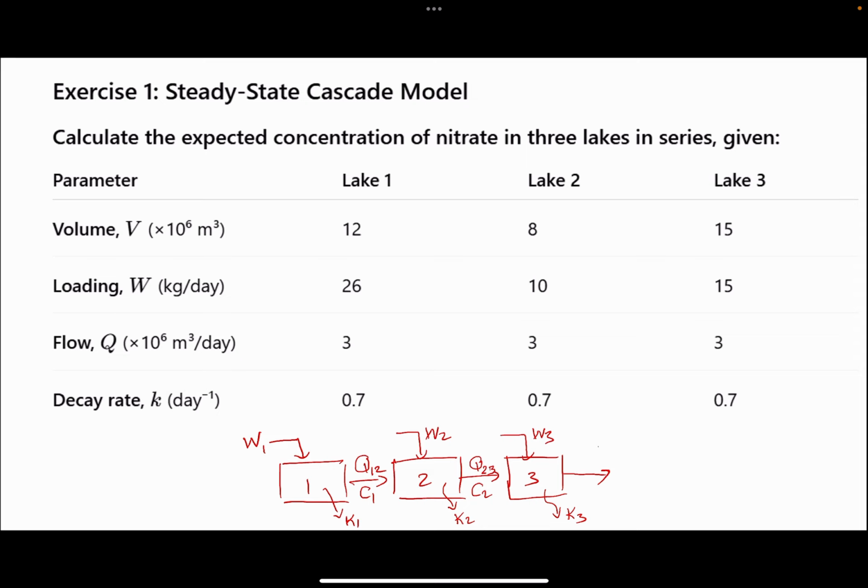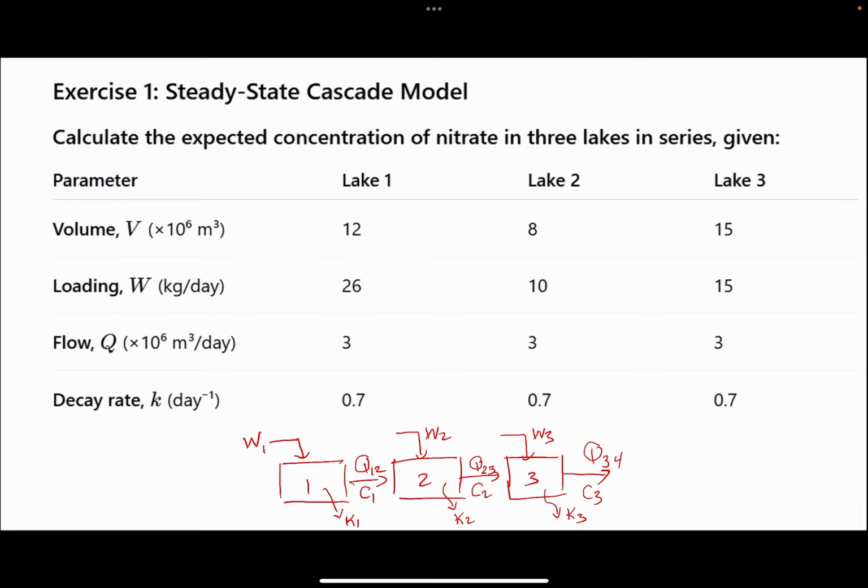And then leaving lake 3, going, for example, to irrigation, going to the ocean, going wherever. This is Q34, to lake number 4 or some other end result. We don't know where it's going at the end. And this is the concentration of lake 3 going to the future lake or the future place. So let's try to analyze this and calculate the expected concentration of nitrate in 3 lakes in series.